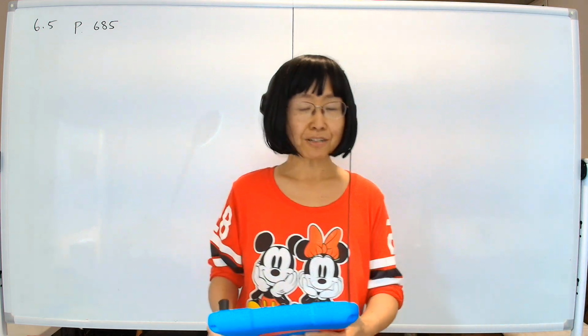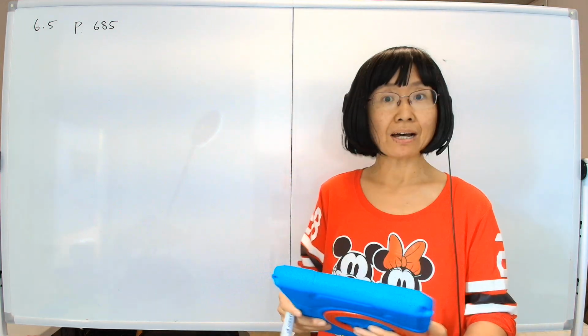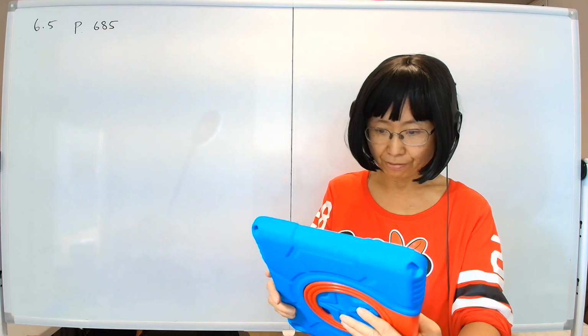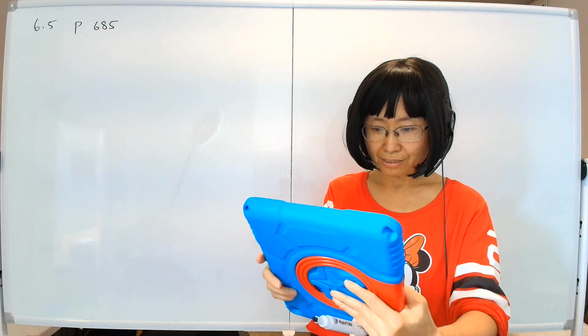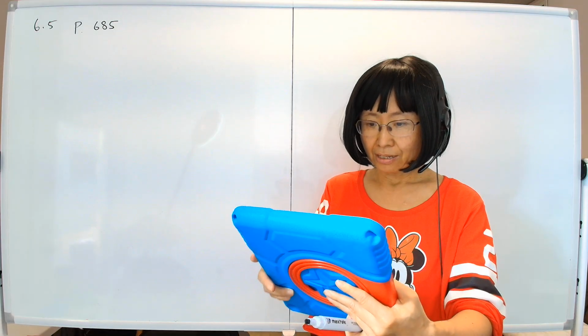Today we are going to talk about section 6.5, which is on page 685. The first concept we're going to think about is mass and density.